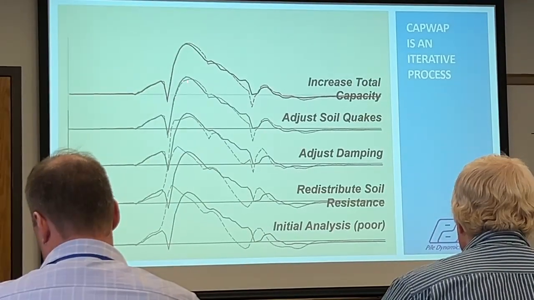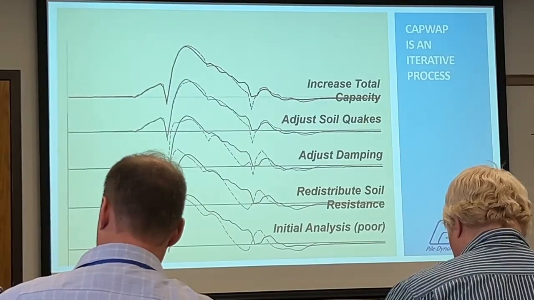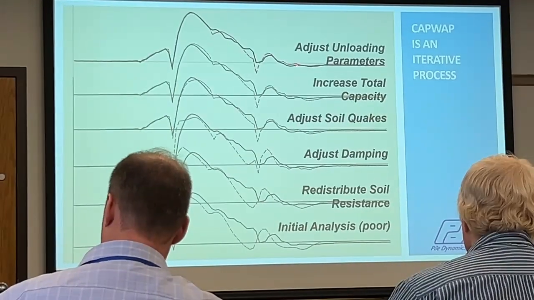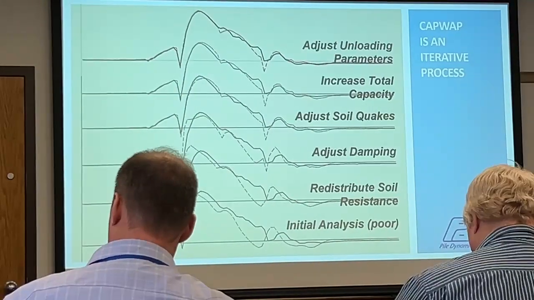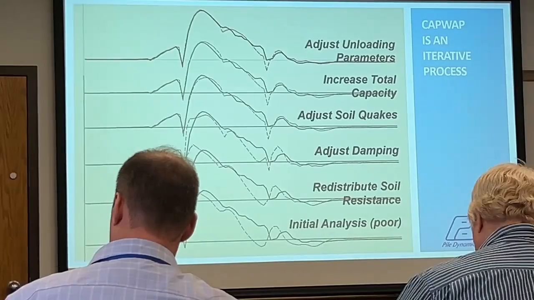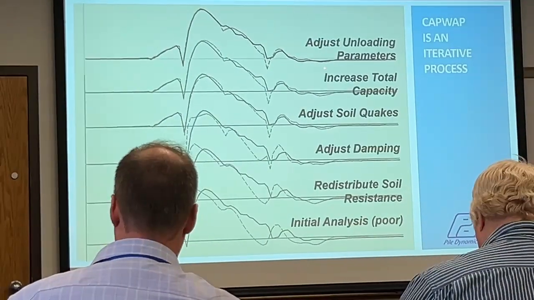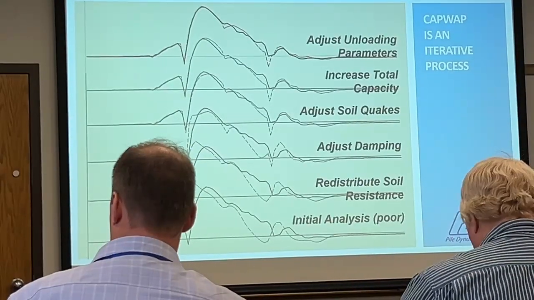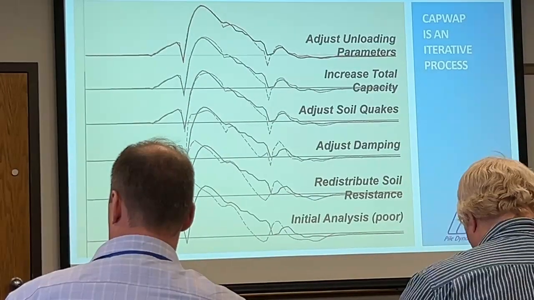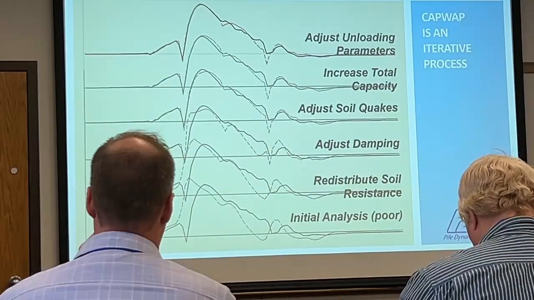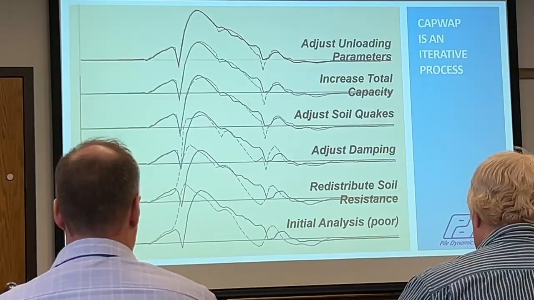And so here I was a little bit low, so if I increase the total capacity, I can make those changes. And if I look in the late record, I can adjust parameters that affect how the pile is unloading or how the energy is dissipating back into the soil. And that gives me a much better match than the one that I started with. And ultimately, that's what we're trying to do. We're trying to indicate as best we can a model that helps to match what we are observing.